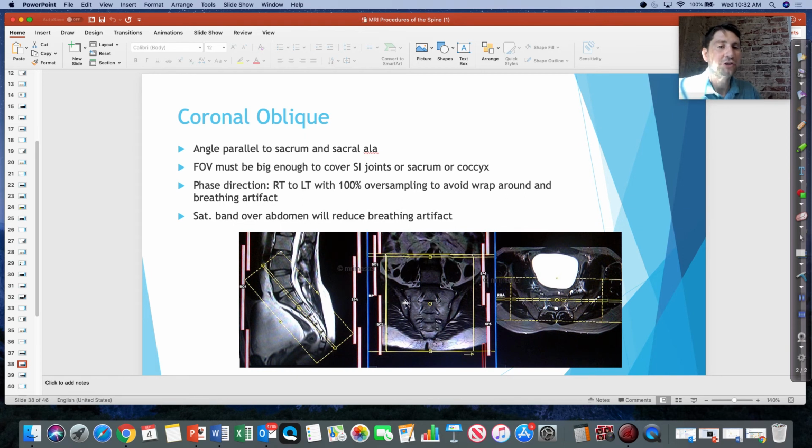But you want to make sure you cover from SI joint to SI joint. And you need a lot of oversampling because you're really covering the anatomy that's in the middle of the patient, and you don't want their hips to wrap into the image. So make sure you have 100% oversampling to avoid that wraparound, phase wraparound. You could put a sat band here if you'd like, or over the abdomen.